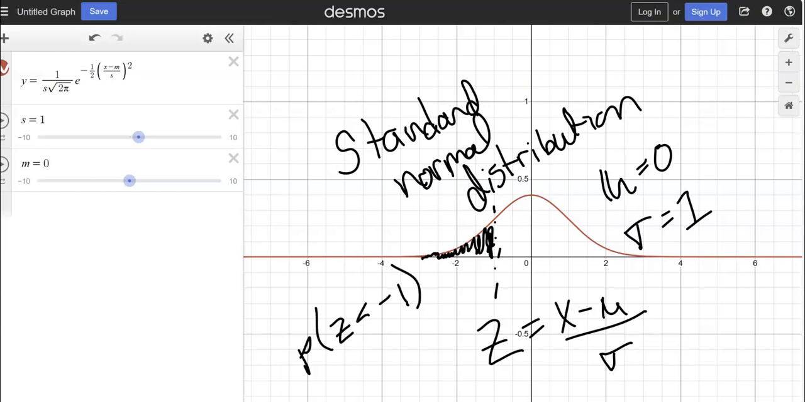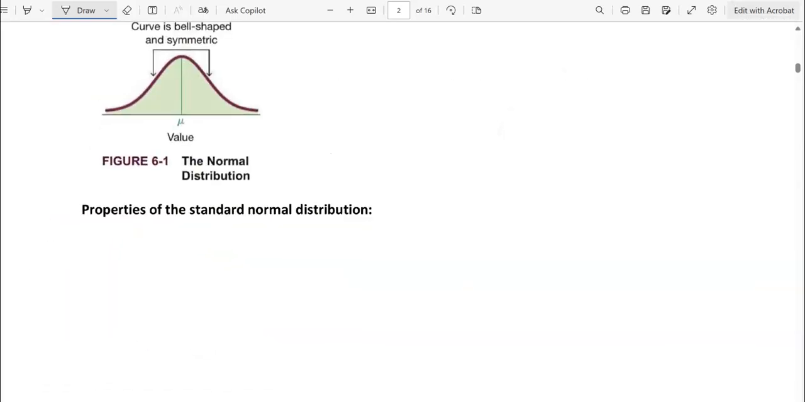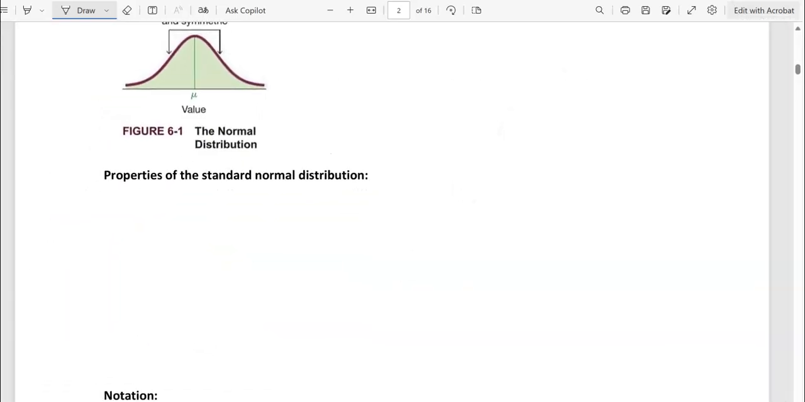But before we jump into that, let's look at some properties of the standard normal distribution. So that first property is really talking about the mean and the standard deviation. So the mean is 0 and the standard deviation is 1. And we can standardize everything using that z-score formula.